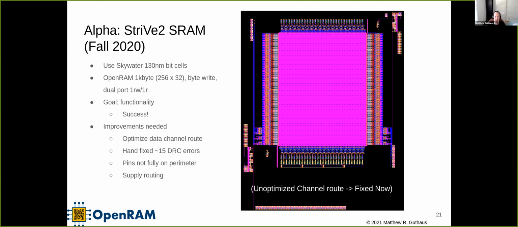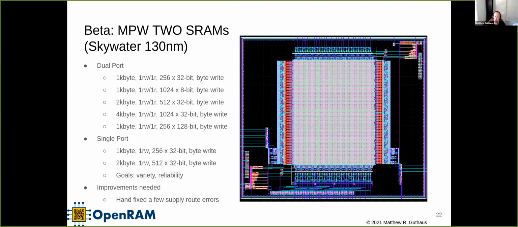The newer memories, so here's some newer ones that we've done. We've done a power ring in this. We also didn't do the proper deep n-well isolation in that last one, so we do that in this one. There's an optimized channel route here. You can see the escape routing of pins to the perimeter so that it works with the OpenLane flow and the OpenROAD flow.